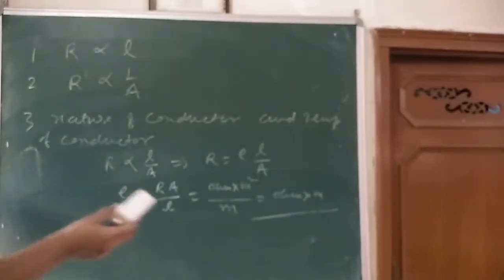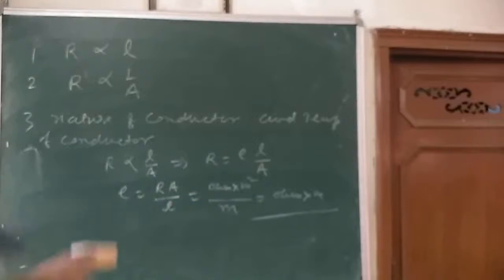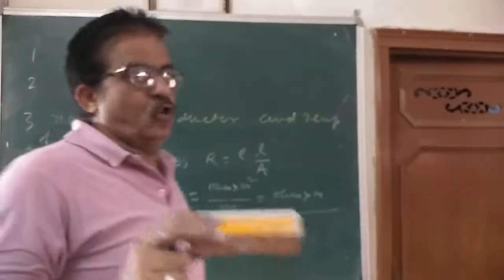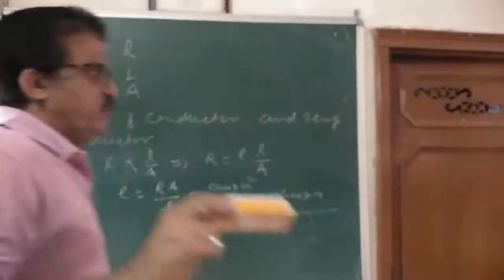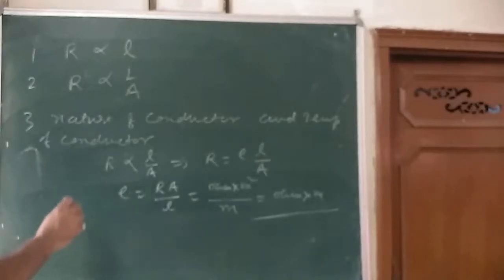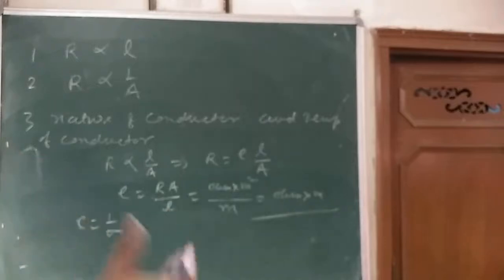Okay, so electrical resistivity is very low for the conductor and very high for the insulators. Electrical resistivity of copper is very low, so the conductivity is very high. Resistivity and conductivity are inversely related to each other. So conductivity is high, so copper wire can be used as a connecting wire.